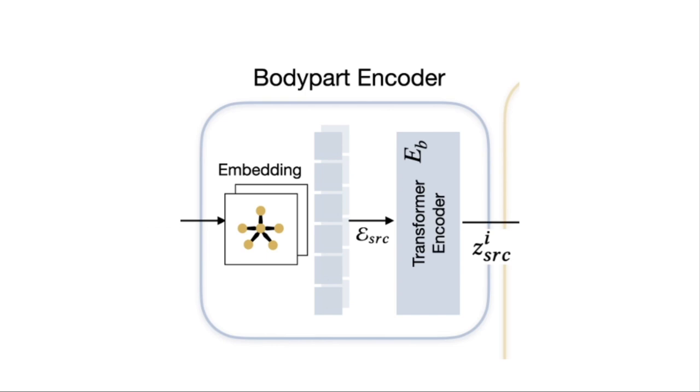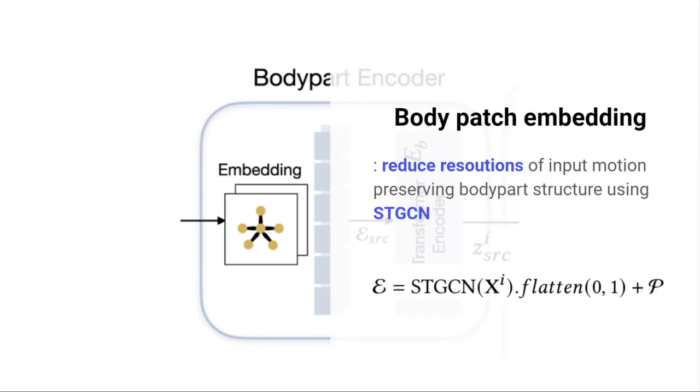Body part encoder consists of two parts, body patch embedding and transformer encoder. Body patch embedding reduces the spatial and temporal resolutions of the input motion while preserving body part structure using spatial temporal graph convolutional blocks, so STGCN. How does STGCN reduce the resolution?